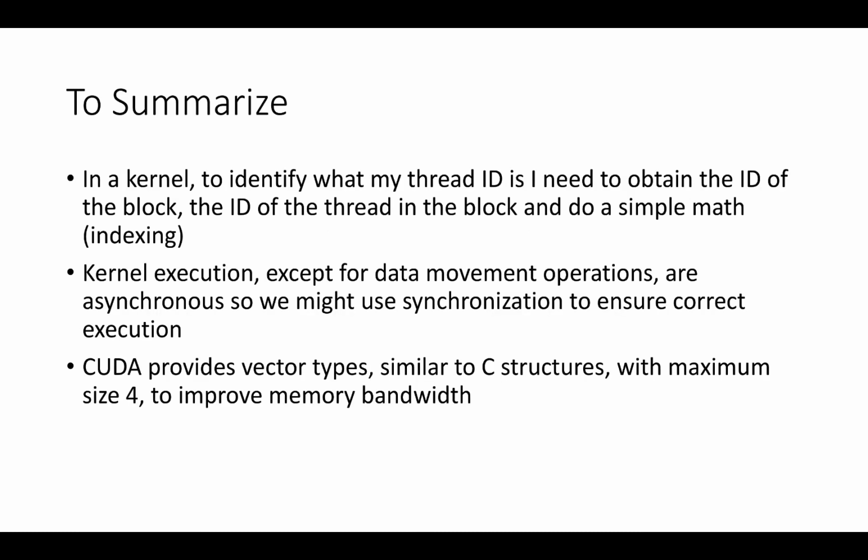This lecture concludes the CUDA Essentials series. In this lecture, we focus on 3 points. First, in a kernel, we will need to obtain the thread ID number. For that, we have to retrieve the ID of the block and the ID of the thread in the block and do the thread indexing. Second, we need to keep in mind that the kernel execution, except for the CUDA data movement functions, are asynchronous. So we might use synchronization to ensure a correct execution, like for instance printing from a device. Third, CUDA provides vector types similar to C structures with 2, 3, and 4 members to improve the memory bandwidth.